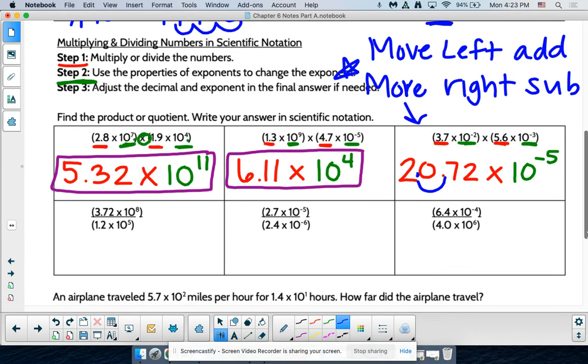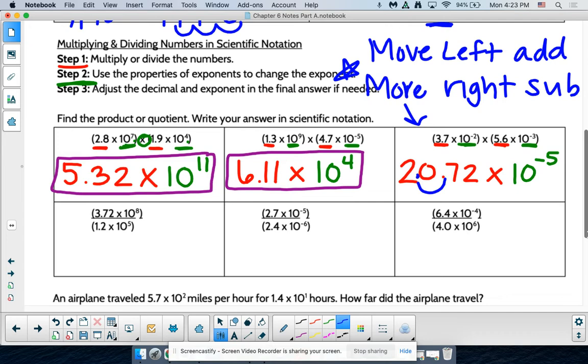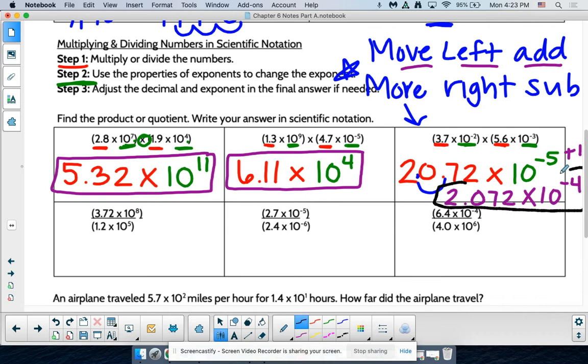So, we moved it 1 to the left, so now our new answer will be 2.072 times 10, but now our exponent's going to change. It says move left, we add, so I have to add 1 to our exponent because I moved it 1 place to the left. So negative 5 plus 1 is negative 4. And now that is our final answer there. So please, please, please, if you do anything today, get this down because that's, I think, the most confusing piece.